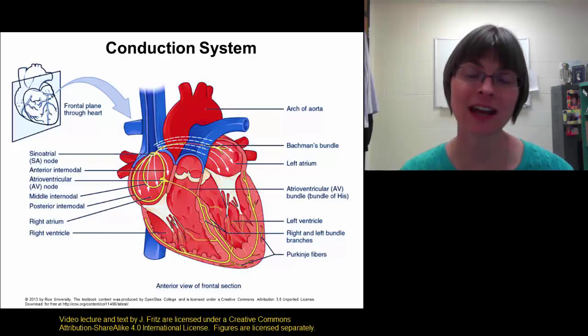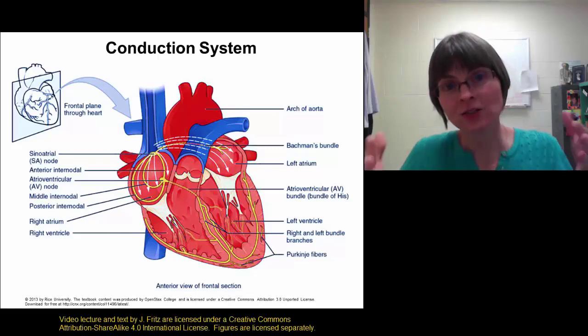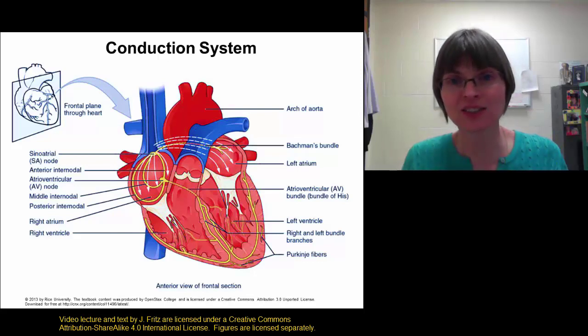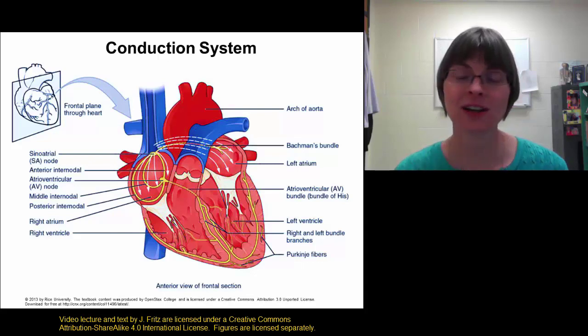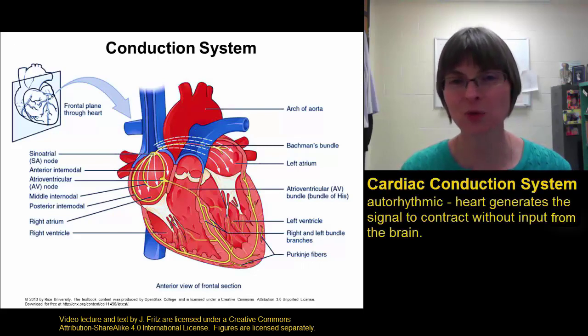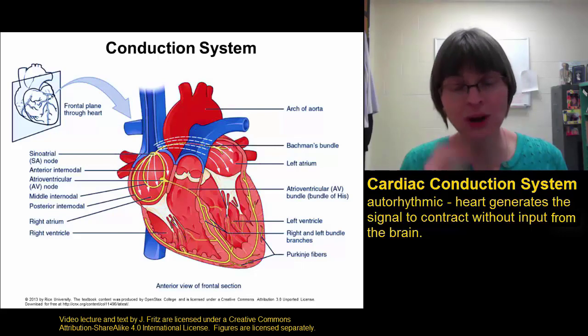The events of the cardiac cycle need to be coordinated so that the atria contract first, followed by the ventricles, and then we have diastole to allow the heart to fill with blood again. The coordination of the cardiac cycle is managed by the cardiac conduction system. Now, the heart itself is what we call autorhythmic. It generates its own rhythm. Your heart will beat without any input from your brain as long as it has adequate oxygen.